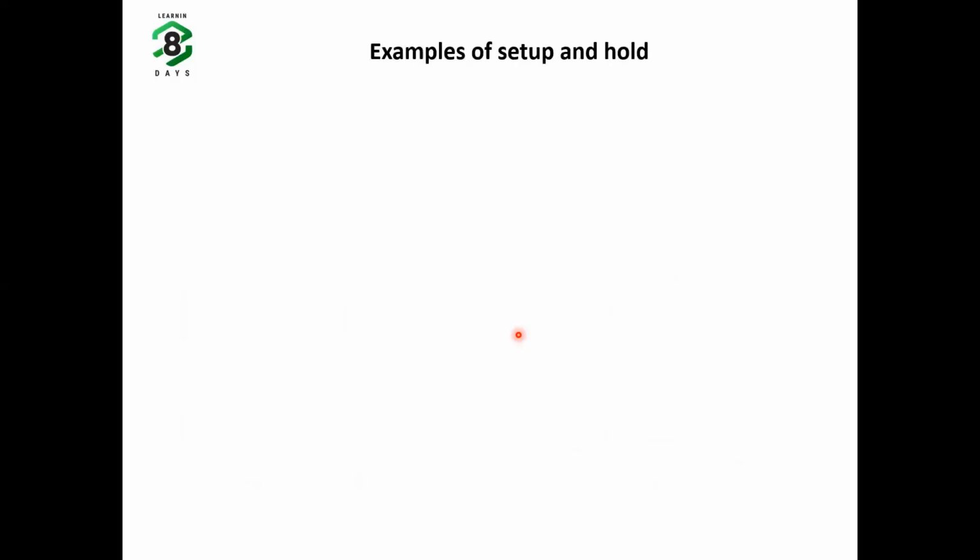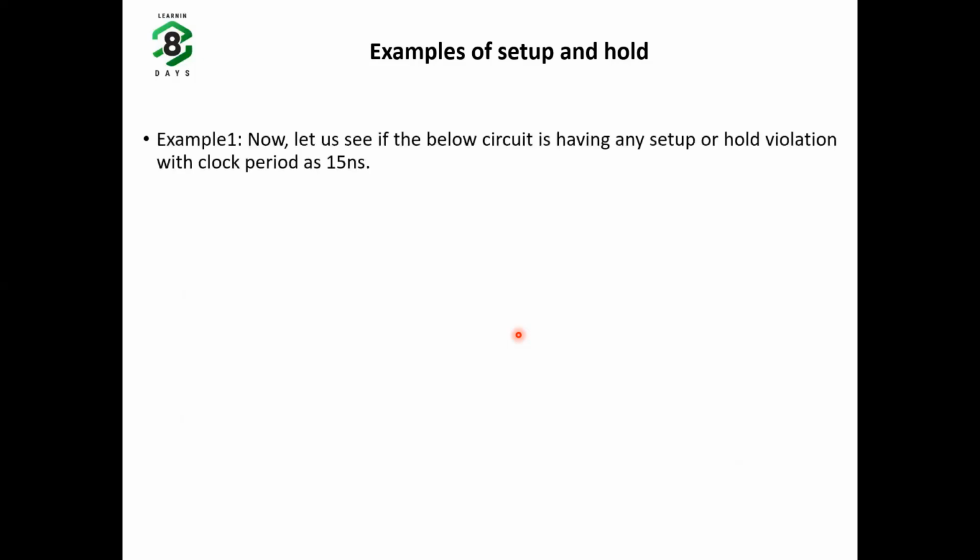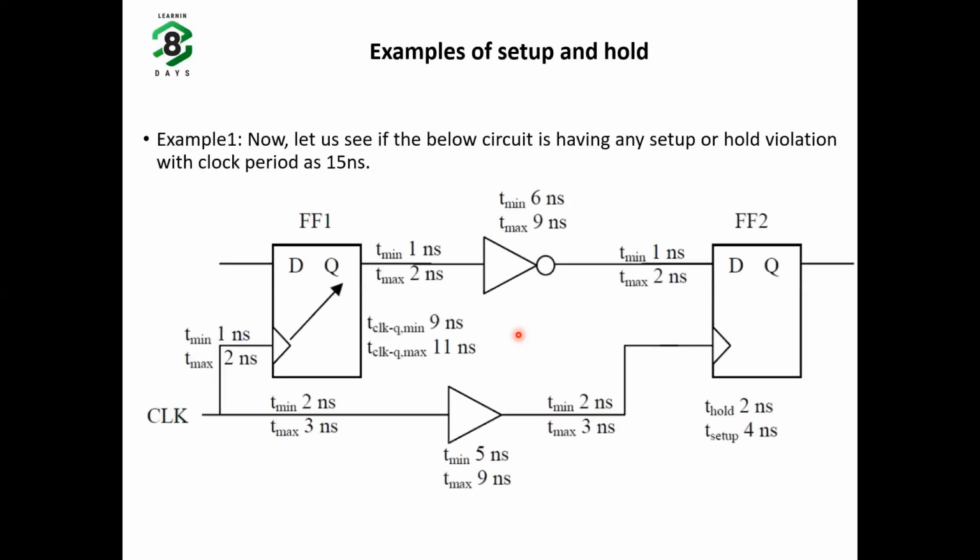Now we'll go to an example of setup and hold violation, which will make your understanding better. Let us observe this circuit and see if we have any hold violation or any setup violation if the clock period of the circuit is maintained at 15 nanoseconds. Correct? This is similar to the one which we discussed previously.